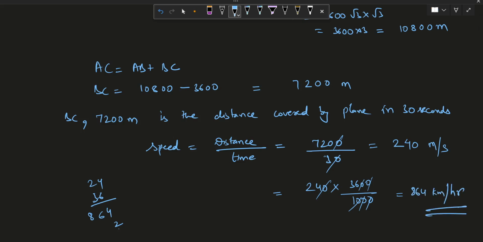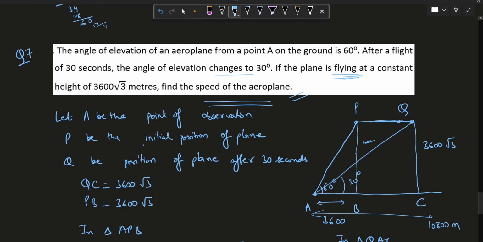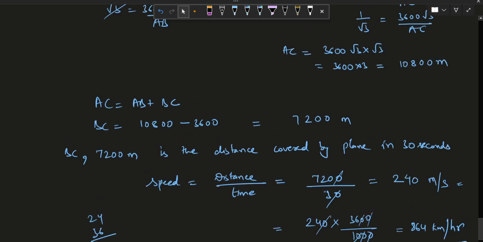So that's the speed. If you leave it here also, you'll get marks, don't worry. Because they didn't ask to calculate it in kilometers per hour or meters per second, but generally we calculate a plane's speed in kilometers per hour. Okay, so I hope till here it is clear, students.